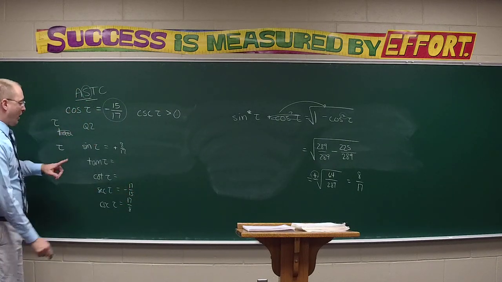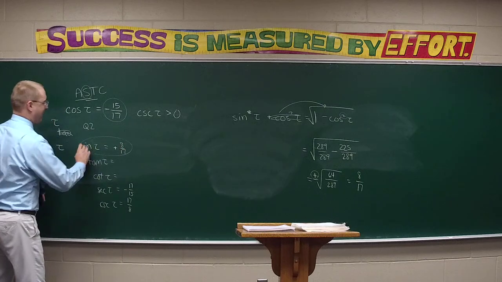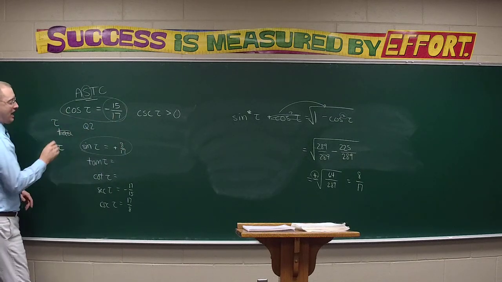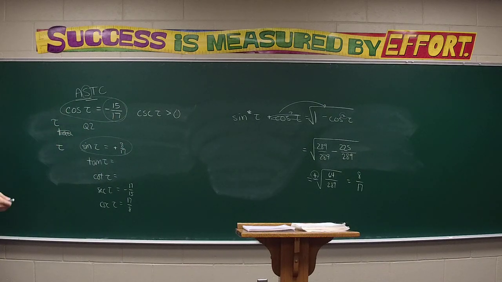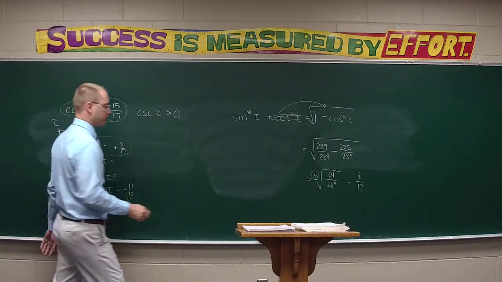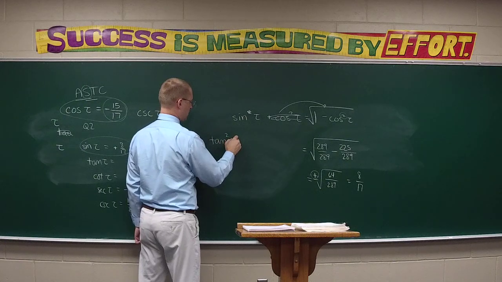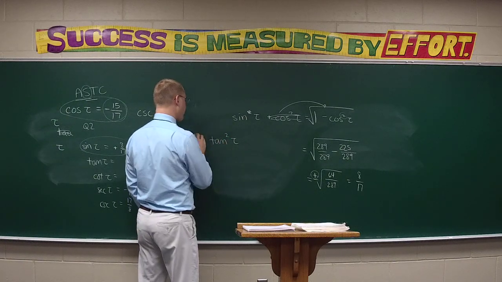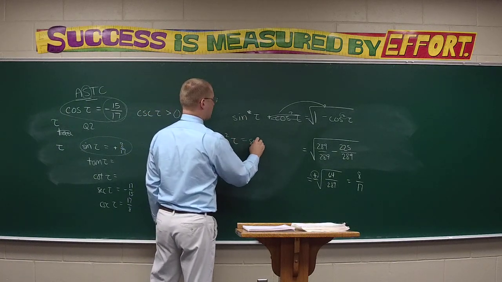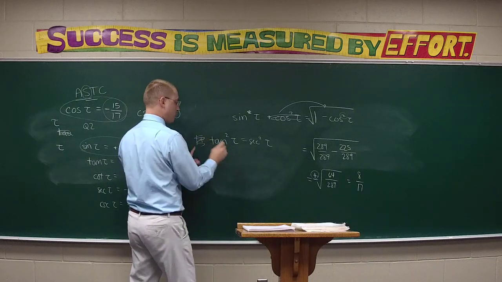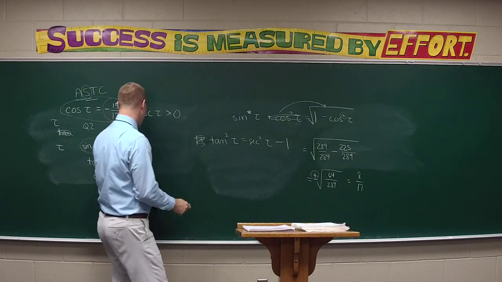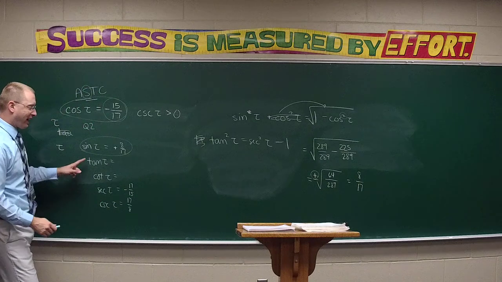Now, I have the sine and I have the cosine. I could put those together to find the tangent or the cotangent, either one. And Quentin, which one? Tangent. Tangent. Using what trig identity? Tangent squared equals secant squared minus 1. Okay, 1 plus tangent squared tau equals secant squared tau, and then I could, as you said, put the minus 1 over here. I could find it that way.